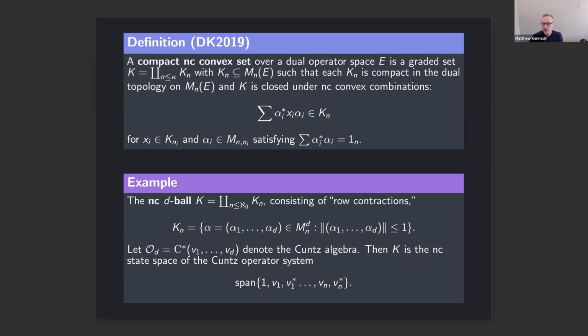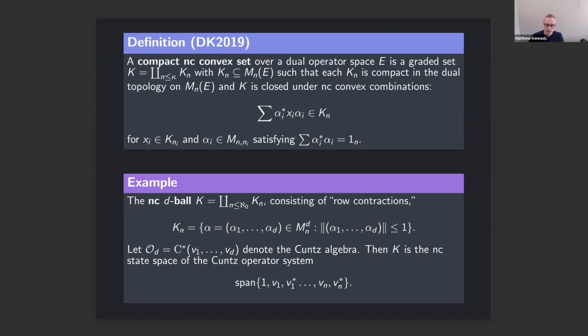And if I let O_D be the Cuntz algebra, with generators V1 to VD, Cuntz isometries satisfying the Cuntz relations, Vi star Vj is delta ij, and then the ranges of the Vi's add up to 1, then it turns out that this set K is actually the non-commutative state space of what's often called the Cuntz operator system, spanned by the identity, the generators of the Cuntz algebra, and their adjoints. Okay. And I'm going to return to this example in a few slides.